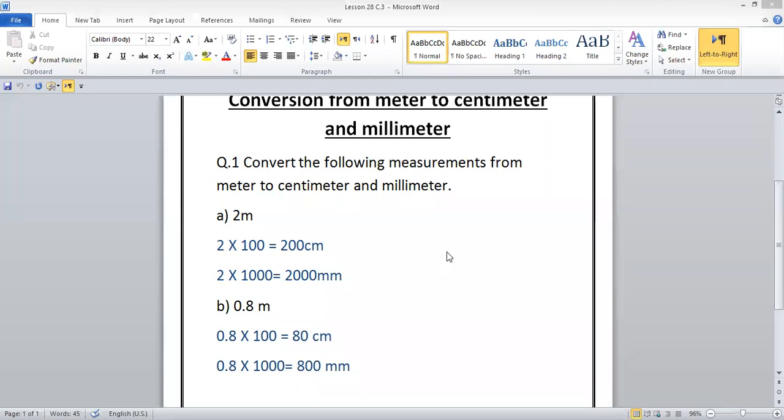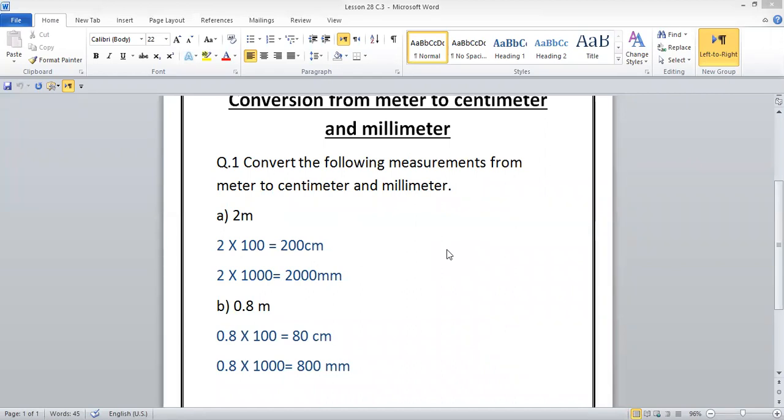A quick revision from yesterday's class we will do, then we will continue from where we left off, the conversion from meter to centimeter. And today we will also see the conversion from centimeter to meter and millimeter as well. Then we will move to the new topic, that is how much fruit.